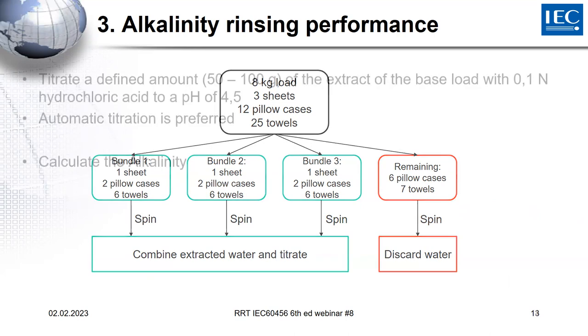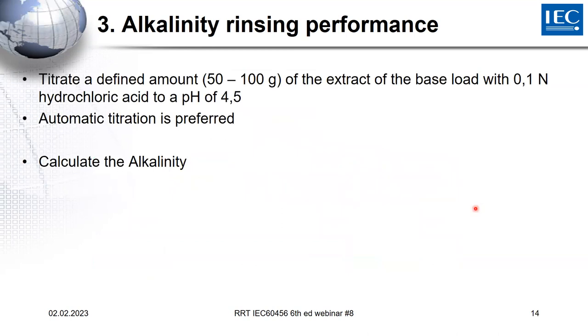So after you have combined the extracted water, you take out a defined amount of this extract, and you titrate it with 0.1 normal hydrochloric acid to a pH value of 4.5. As I said before, an automatic titration is preferred. And then you calculate the alkalinity.